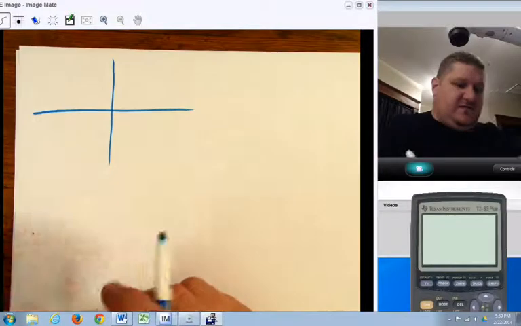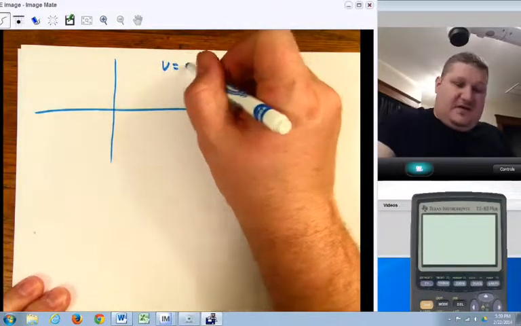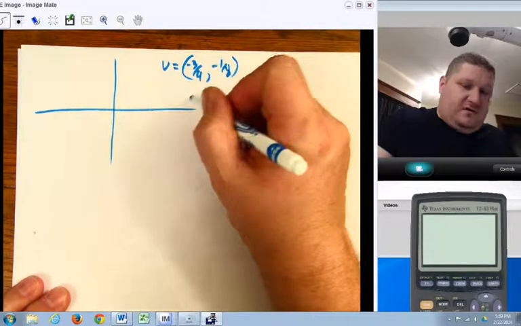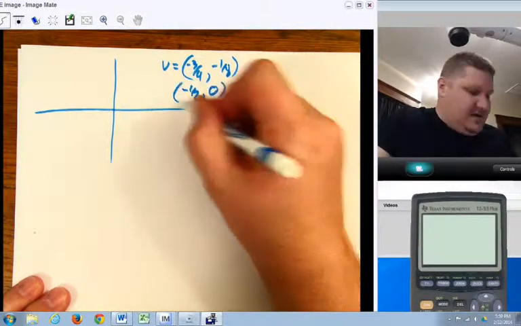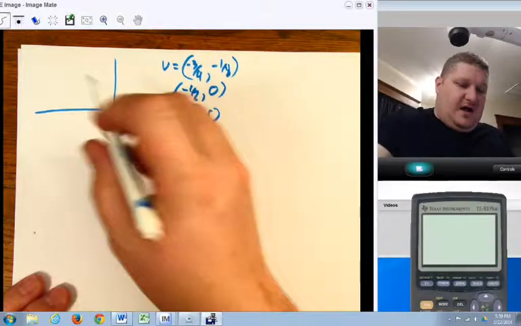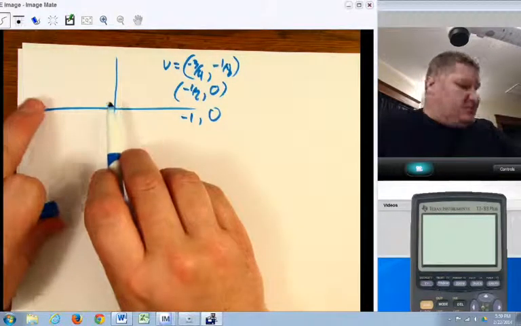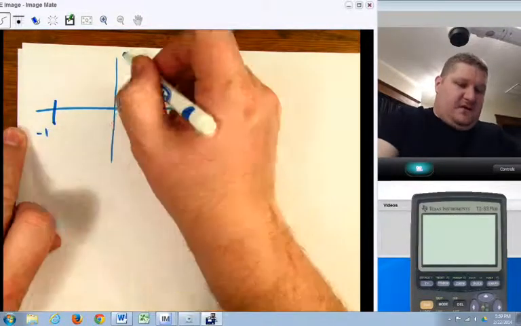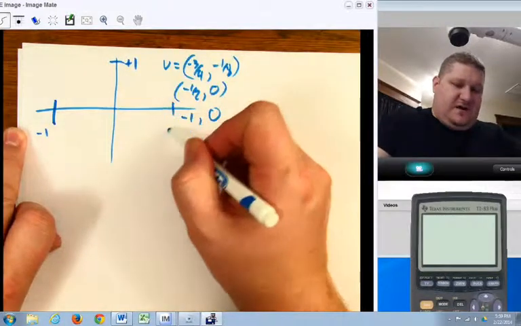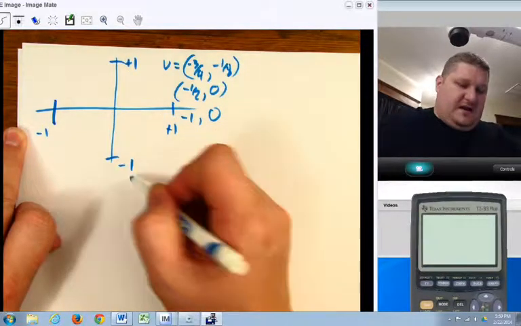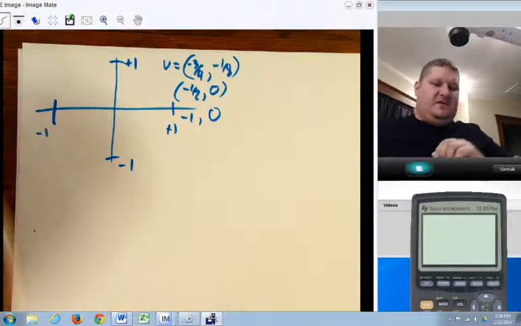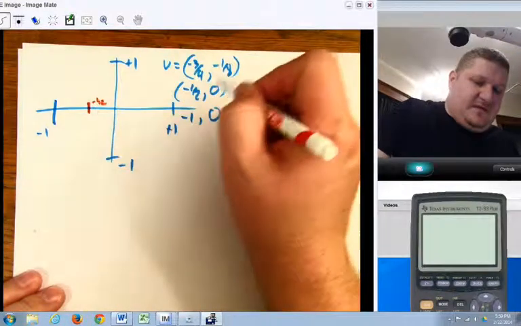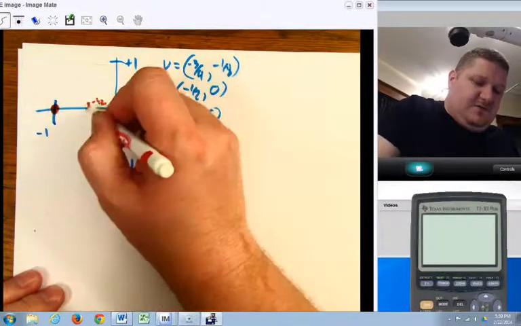So, if this is my graph with a vertex of negative 3/4, comma negative 1/8, and two zeros of negative 1/2, comma 0, and negative 1, comma 0, I'm really going to be focusing on this portion of the graph. So there's negative 1, there's positive 1, there's positive 1, there's negative 1. I'm ready to put all these points on there. Now, this would be negative 1/2. This would be negative 1, so I have my two zeros.